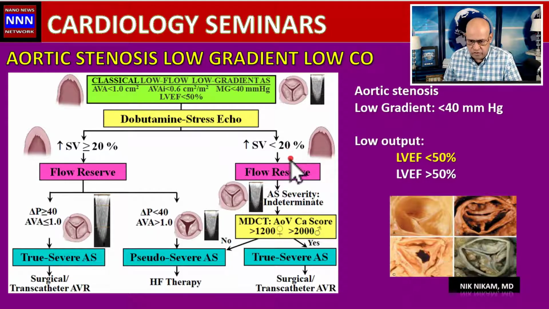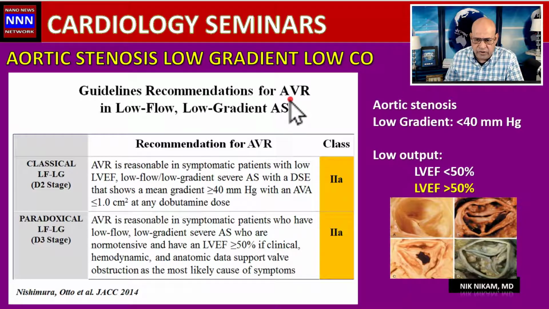And when the stroke volume is less than 20%, then we proceed to CT calcium score. If it's greater than 2000, then you consider intervention. If it's less than 2000, you treat them for heart failure. And here are the guidelines for aortic valve replacement for low flow, low gradient aortic stenosis.